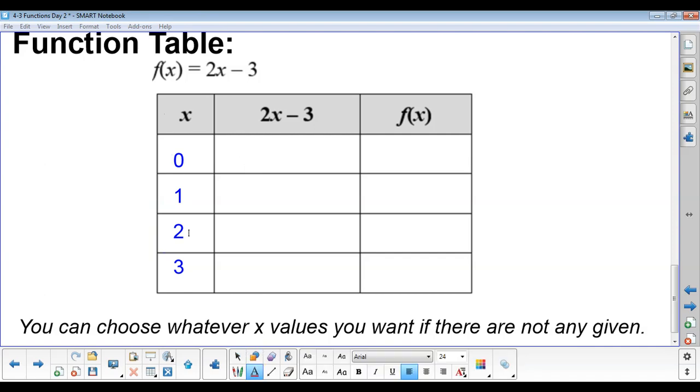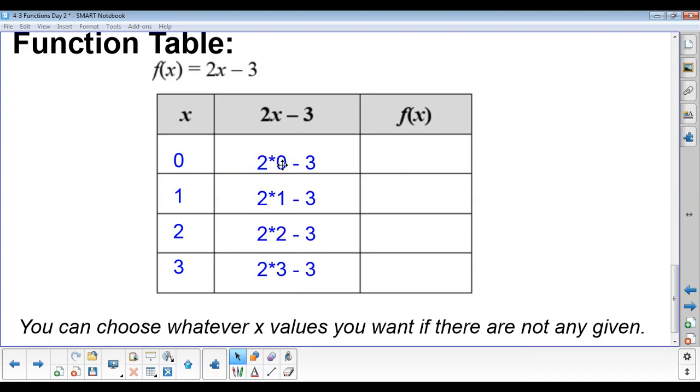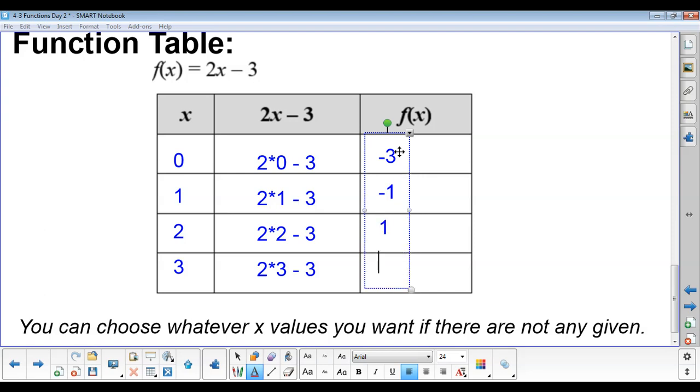For each of these values, one by one, we're replacing x with the values we picked. So I'm going to start off with 2 times 0 minus 3. And then I'm going to do 2 times 1 minus 3, 2 times 2 minus 3, and finally 2 times 3 minus 3. And when I evaluate each of those, again, noticing that the only thing that's changed is the x value, I'm going to get negative 3, negative 1, 1, and 3. That finishes out my table.